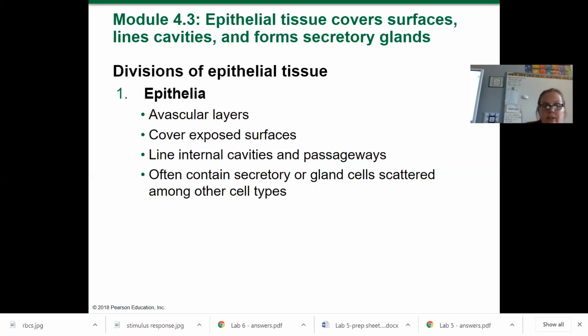So starting with epithelial here, this is going to be your surface or passageway tissue. So anything that touches the air, your respiratory passages, some of your digestive passages will definitely have several layers of epithelial. Any other surface of your organs is definitely going to have layers of epithelial.